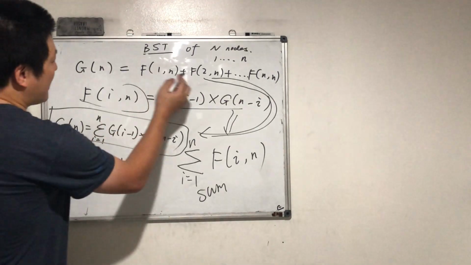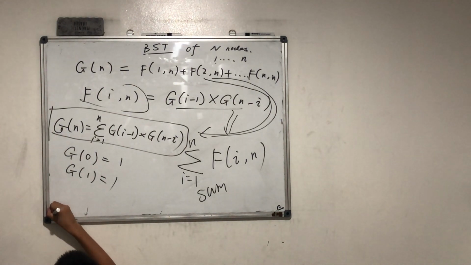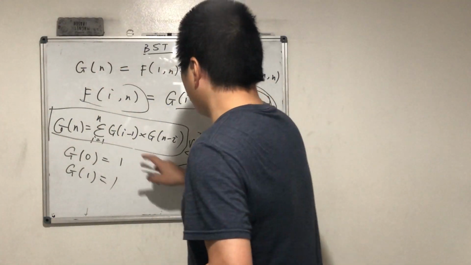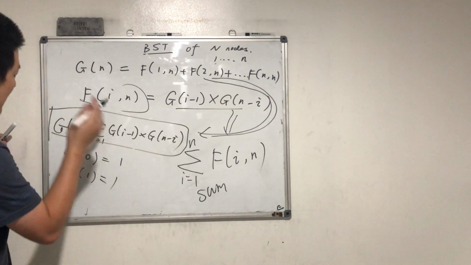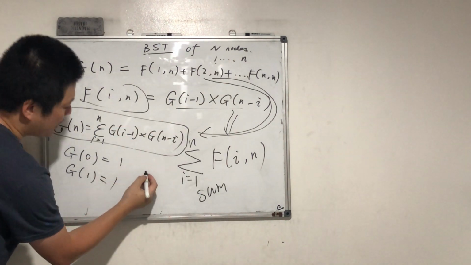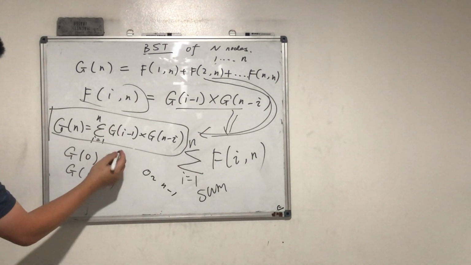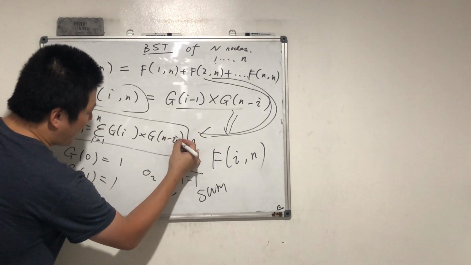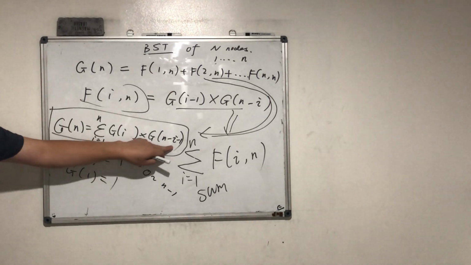Okay, so look, these labels are from 1 to n. If we label this as 0 to n minus 1, then this will be Gi times G of n minus i minus 1. This is the same thing. If we shift this, Gi times G of n minus i minus 1.